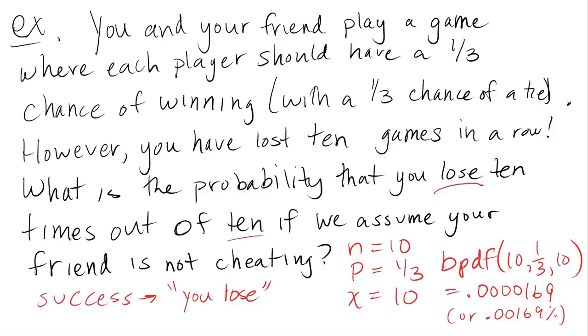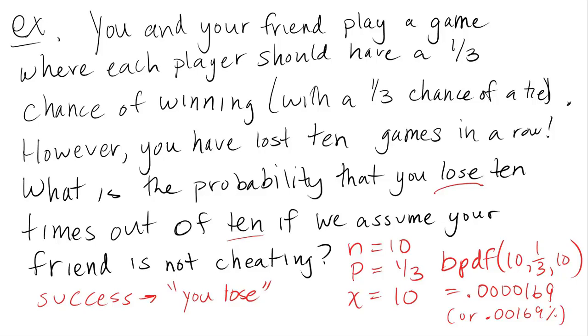One explanation is that you've run into a situation that would happen less than 1 out of every 50,000 times. The other explanation is that your friend is cheating, that those probabilities aren't right. You should have a 1/3 chance of winning, but if you had a 1/3 chance of winning, this event probably wouldn't happen. Is it possible? Yes, but it's very, very unlikely, and the more likely scenario is that these probabilities are wrong.